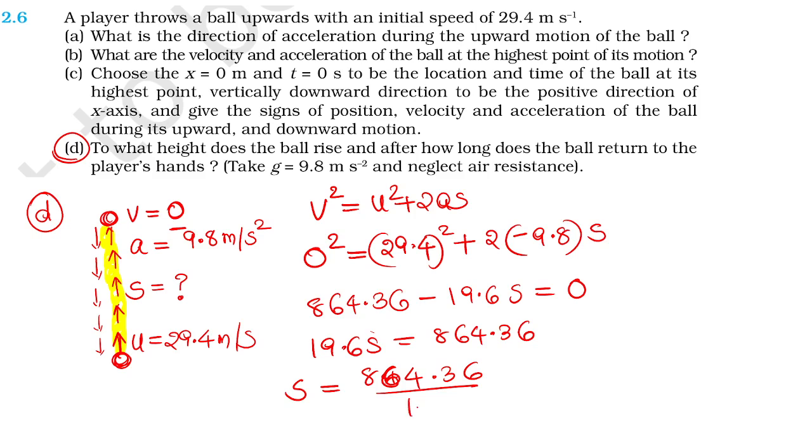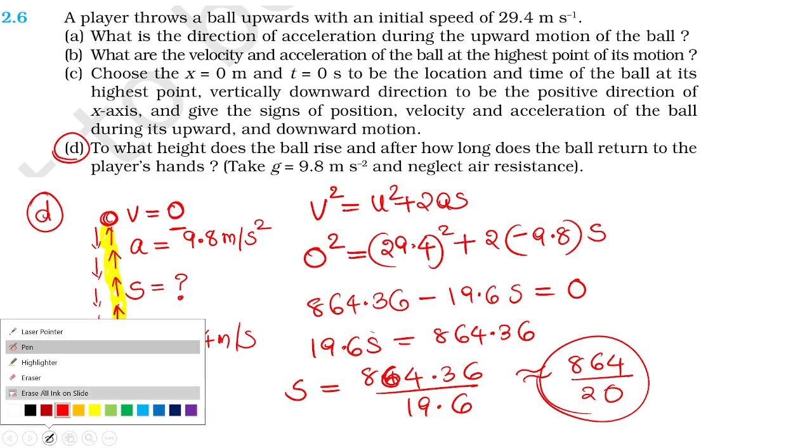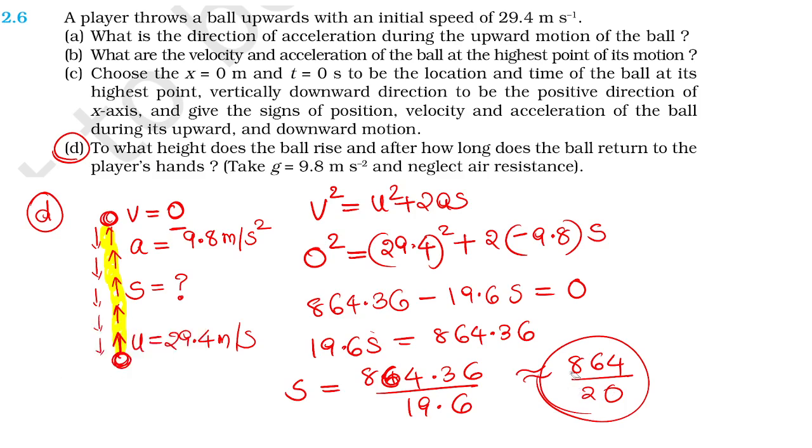864.36 divided by 19.6. You may approximate, like 864 by 19, or 20. You may do some approximation like this and you will not lose any marks. There is no problem because the calculator is not allowed. There will be a small error, but don't worry, you will get full marks. Okay. Let me do the division. One minute.